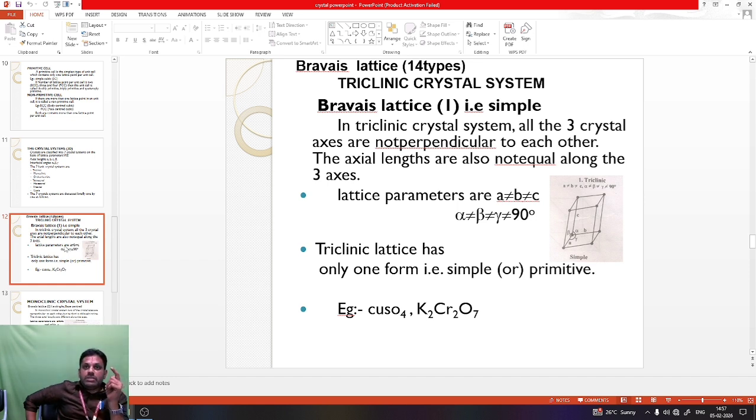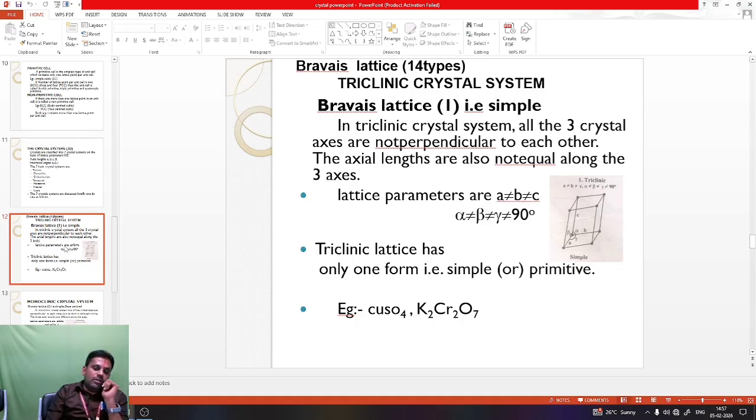Another one is base centered. The atoms are located only at the base, that means the bottom surface and top surface, so this is called base centered. And another one is face centered. A cube has 6 faces, so the 6 faces have atoms. That is called the face centered cubic system. I am discussing cubic system as an example. That is why I said it is a face centered cubic system, a base centered cubic system, or a body centered cubic system.